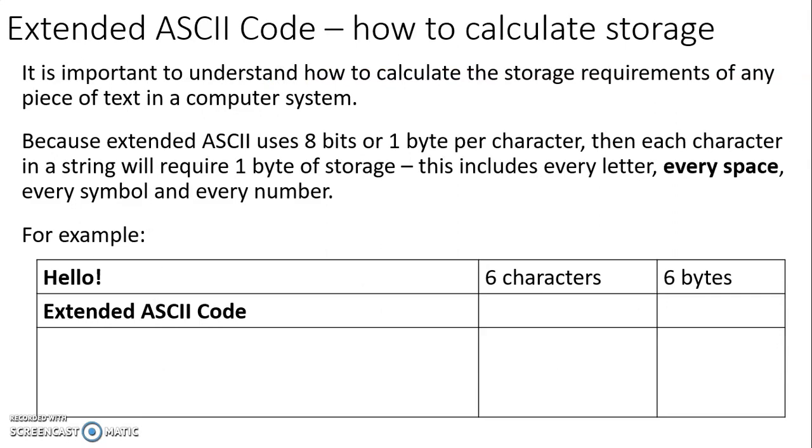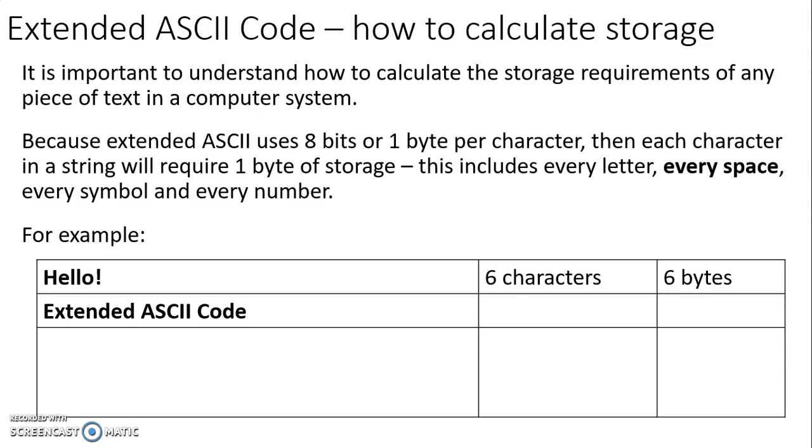What's important to do, especially at National 5, is to understand how we calculate the storage requirements of any piece of text in a computer system. Because extended ASCII uses 8 bits or 1 byte per character, this means that every character in a string will require 1 byte of storage. This includes every letter, every space, which is really important to remember, every symbol and every number.